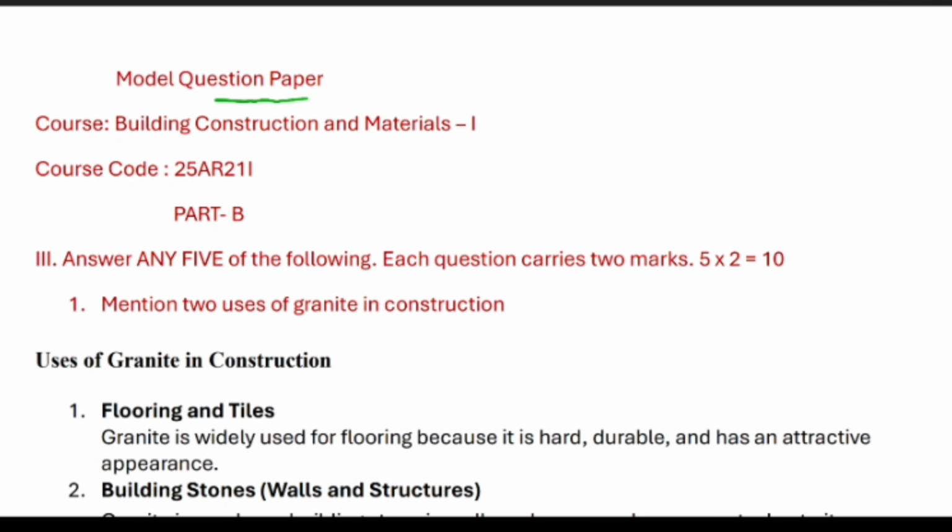This is model question paper one. Only one model question paper is given. This is Building Construction and Materials I. Our subject code is 21AR21 25AR21I. This is the architecture department. So today we are going to learn 2 marks questions with answers.